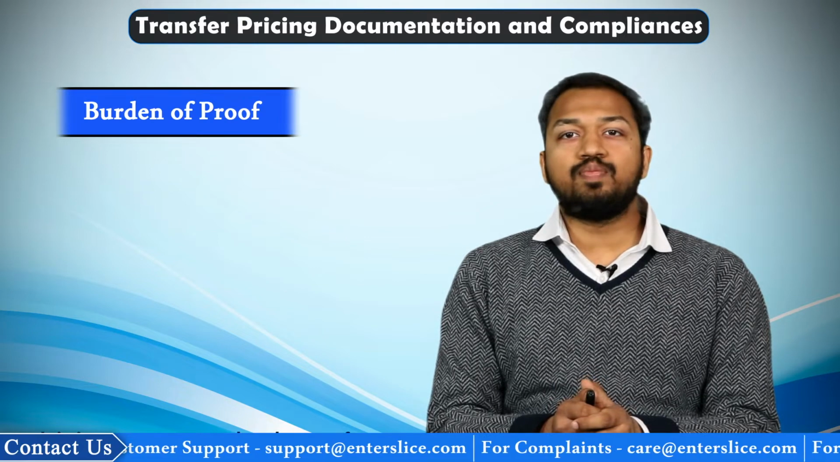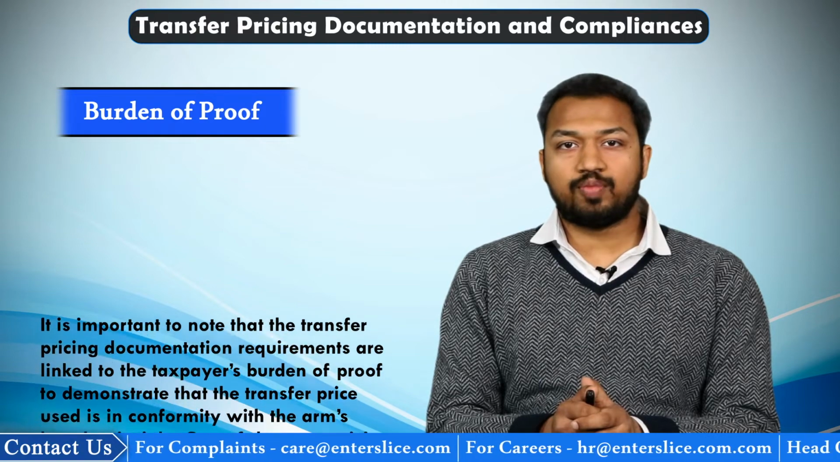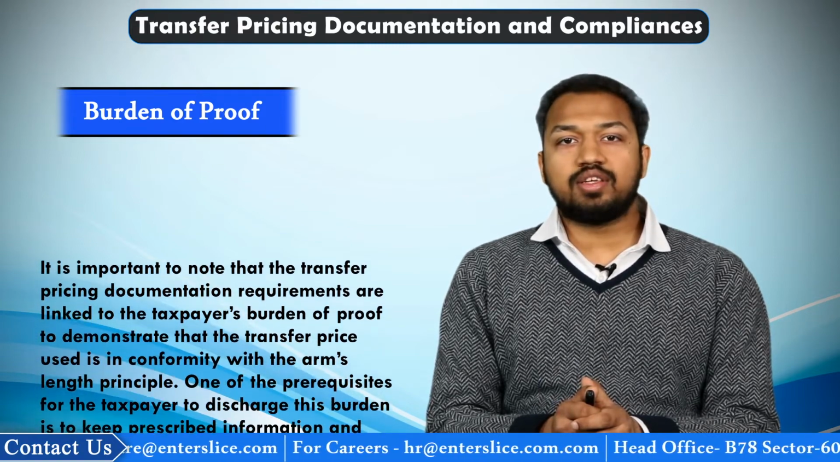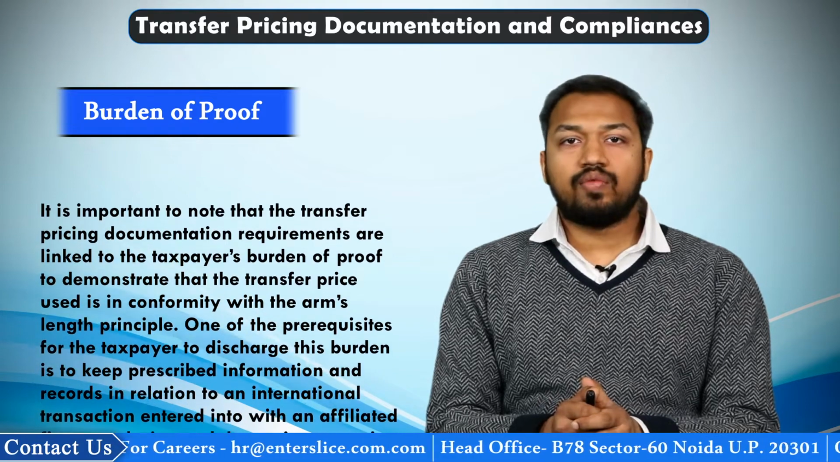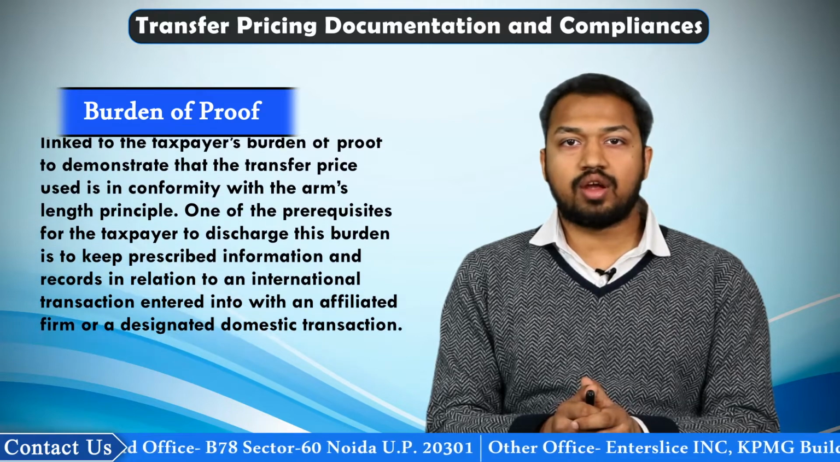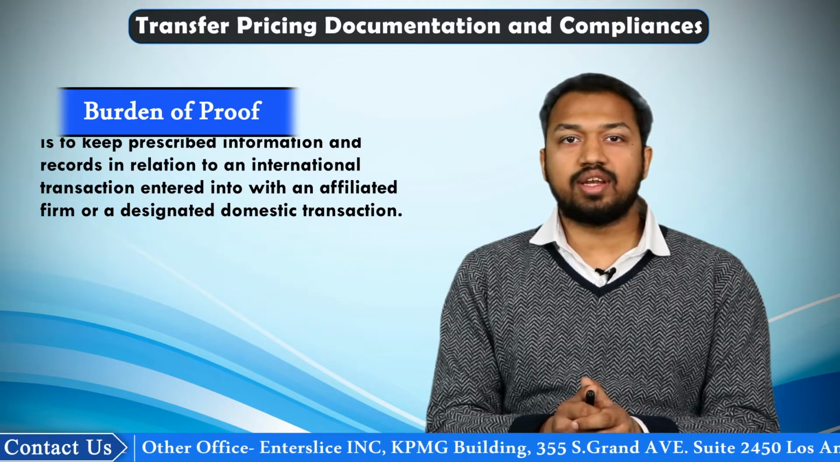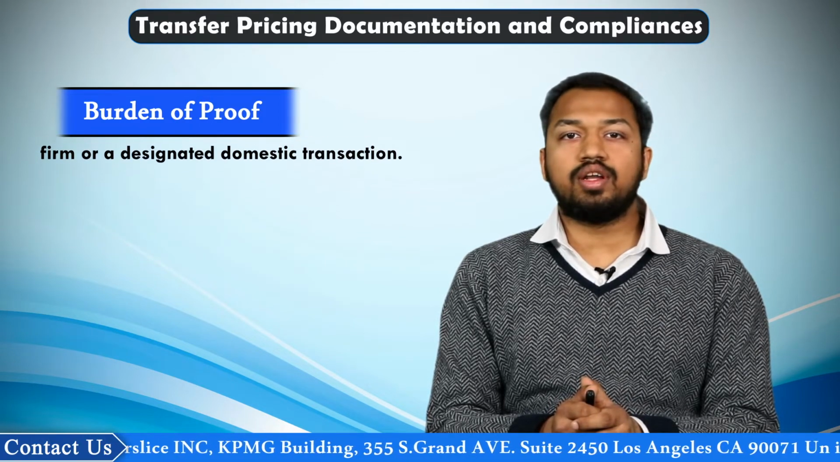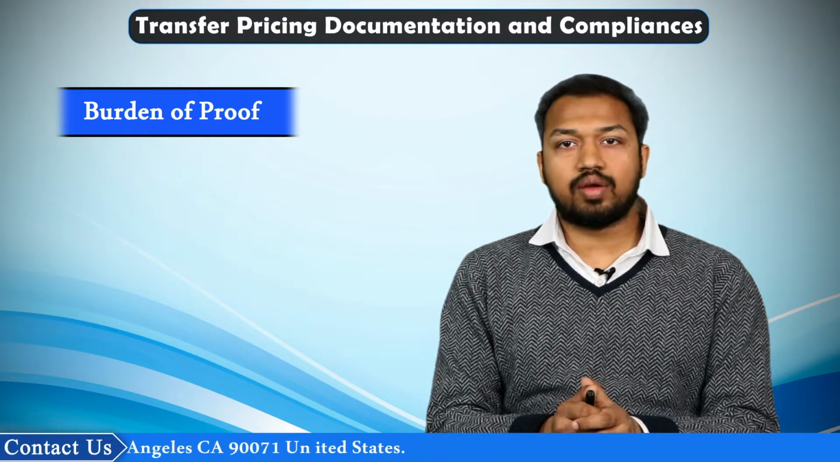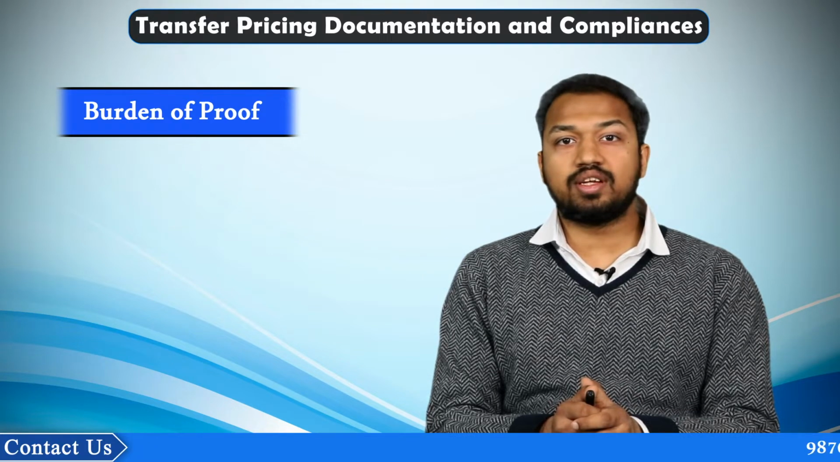Burden of proof. Here it is important to note that the transfer pricing documentation requirements are linked to the taxpayer's burden of proof to demonstrate that the transfer price is used in conformity with the arm's length principle. One of the prerequisites for the taxpayer to discharge this burden is to keep prescribed information and records in relation to an international transaction entered into with an affiliated firm or a designated domestic transaction. A transfer pricing audit may be initiated on a failure to retain information and records in conformity with the regulations. Any failure to comply with the transfer pricing documentation may result in a penalty of 2% of the value of foreign transaction or designated domestic transaction.